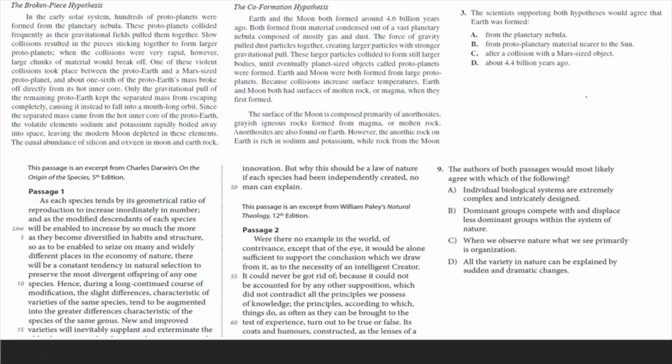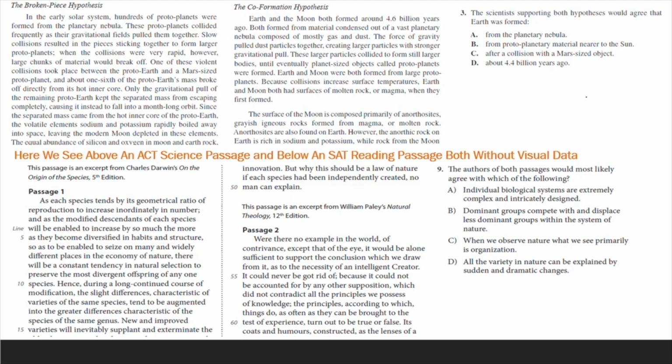But we can also take a little bit of a closer look at these two passages where we see an ACT science passage above and below an SAT reading passage, both without visual data. The topic is on science for both of them, and with no charts, graphs, or any sort of math going on, they're pretty indistinguishable. Yes, the SAT one is harder in terms of reading comprehension and is more comparable to the ACT reading section.